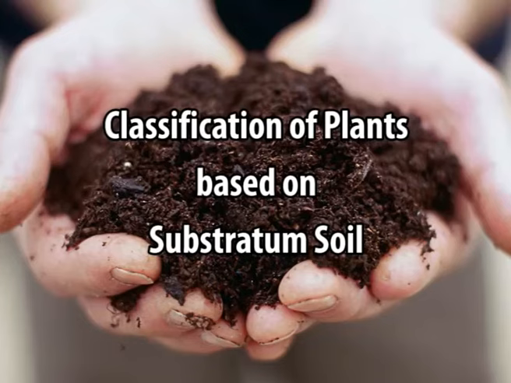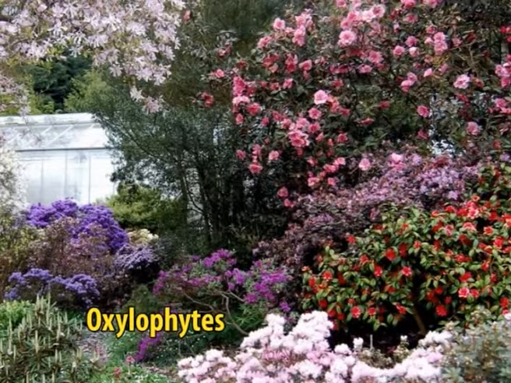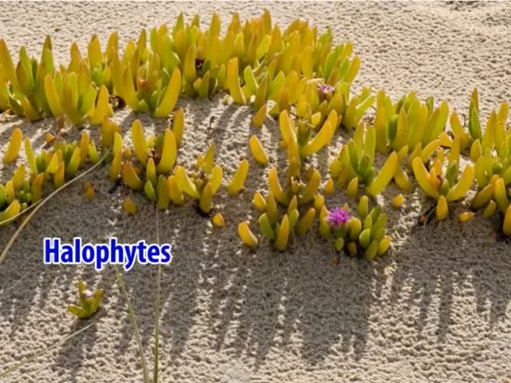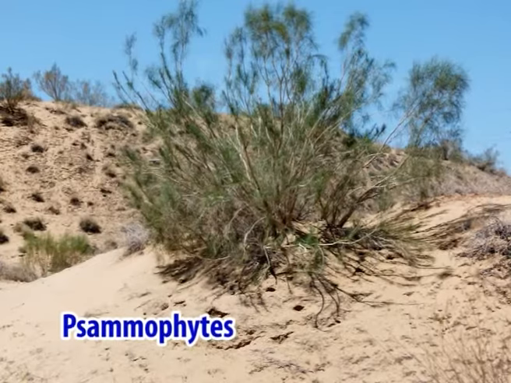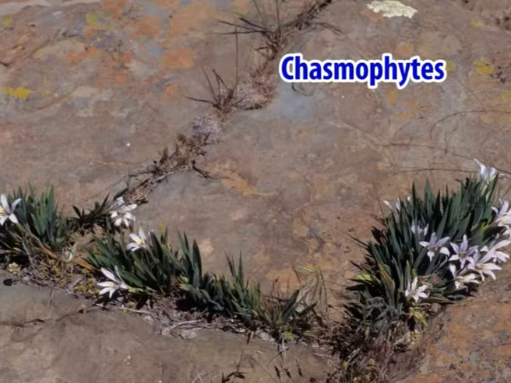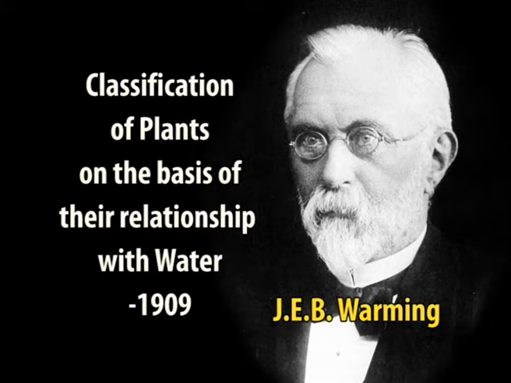On the basis of substratum soil, plants can be classified as oxylophytes, plants of acidic soil, halophytes, plants of saline soil, lithophytes, plants growing on rocks, psammophytes, plants growing on sand, and chasmophytes, plants growing on crevices of rocks. The second classification given by Warming was in 1909.